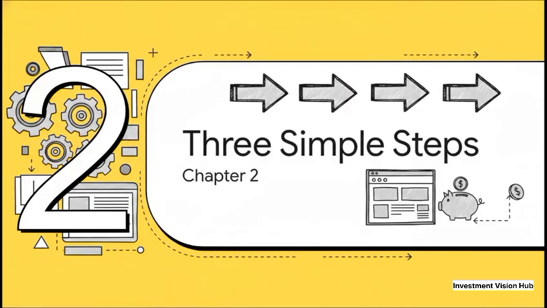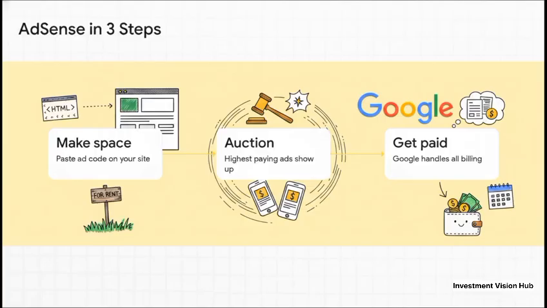Chapter 2. The 3 Simple Steps. Let's walk through how this actually works. Step 1. You make your ad spaces available by copying a tiny snippet of code and pasting it onto your site. Literally, that's it. You've essentially just planted the For Rent sign in your digital front yard. Step 2. The highest paying ads appear via an auction. We're going to unpack that little piece of magic in the next chapter. And step 3, definitely the best part, Google handles all the heavy lifting of billing those advertisers, collecting the money, and making sure you actually get paid. You just paste the code, provide the space, and let the system do the whole shebang.